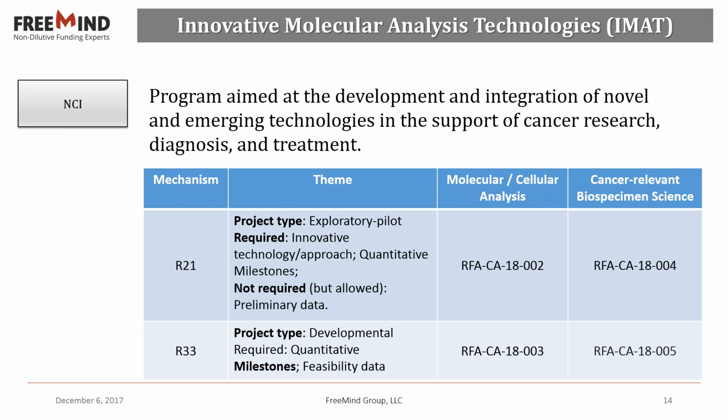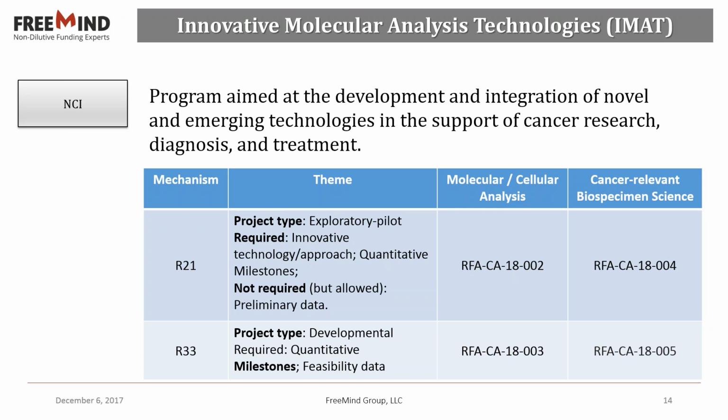Now, as you see here from the nice little diagram I drew, there are two mechanisms. There's the R21 and the R33. So the R21's focus is to conduct high-risk exploratory research with an emphasis on innovation and demonstration of technical feasibility. This R21 seeks grant applications that propose exploratory research projects focused on the early stage development of highly innovative technologies that improve the quality of the sample used for cancer research or clinical care.